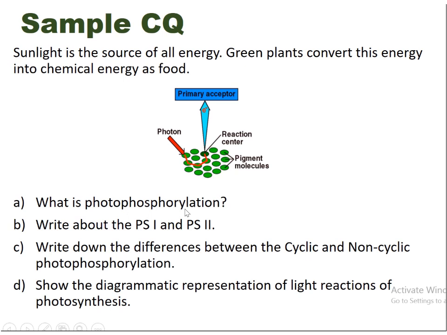So, what is photophosphorylation? In this question you have to write the definition of photophosphorylation. Then you have to write about photosystem 1 and photosystem 2 and their components. Then you have to write the differences between cyclic and non-cyclic photophosphorylation. And the 4th question is to show the diagrammatic representation of the light reactions of photosynthesis. The light reactions means 2 reactions, the cyclic and non-cyclic both.